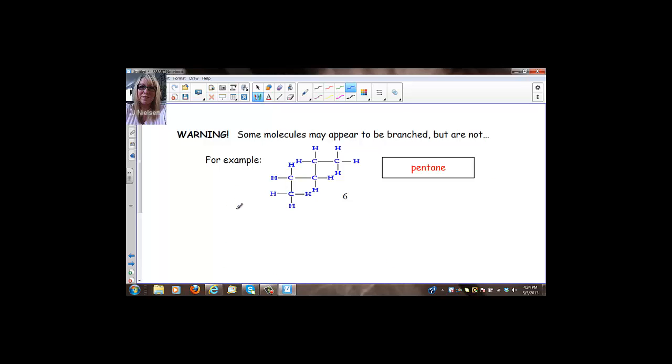Okay, some molecules may appear to be branched, but they are not. For instance, I can go 1, 2, 3, 4, 5. I can get to all these C's without retracing my steps. So this is just normal pentane.